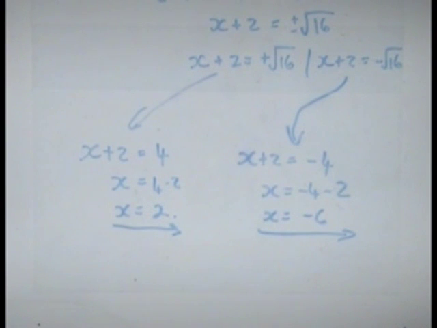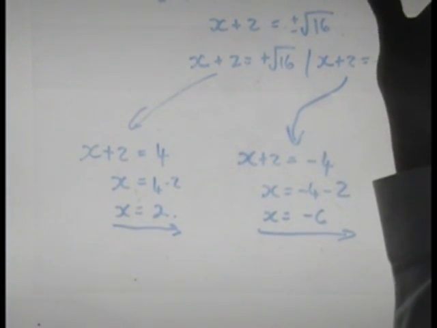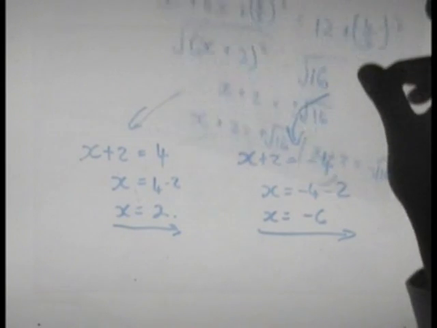Obviously, if you get any question that can be factorized, first factorize it. Don't try and complete the square if you can factorize it. Now let us look at the third method, called using the quadratic formula.